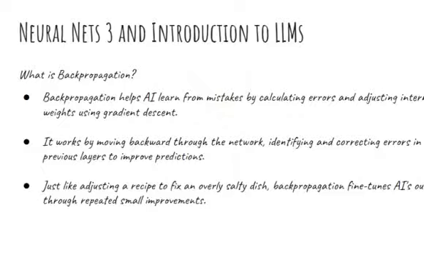So how do neural networks learn? It all comes down to backpropagation, which lets the AI correct itself and get smarter and smarter over time.